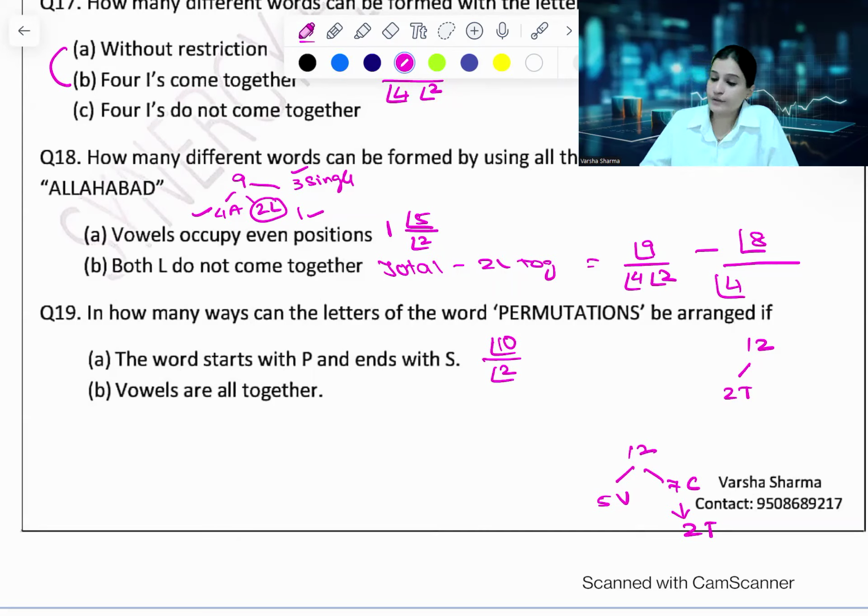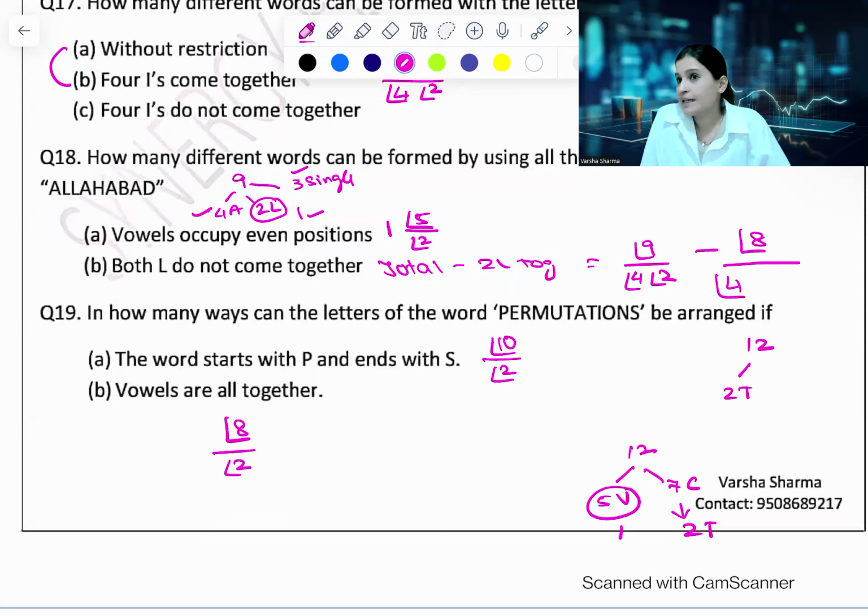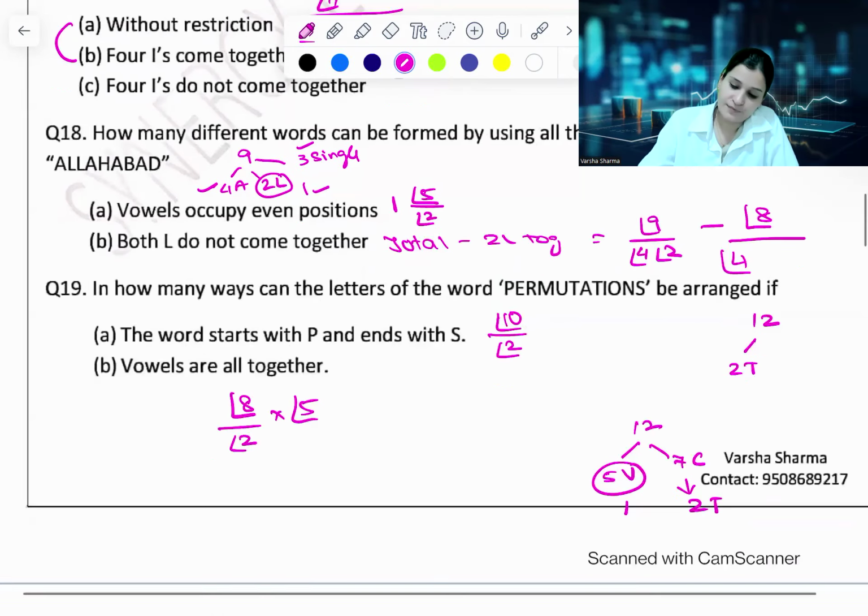Vowels are all together. So the vowels form a bundle. So 7 consonants and this bundle makes it 8 people. So factorial 8. In those 8, there are two T's, so divided by factorial 2. Now comes the bundle. Bundle has 5 vowels. They are not the same, so 5 factorial. Is there a repetition in those 5? No. Understood? Everybody clear?